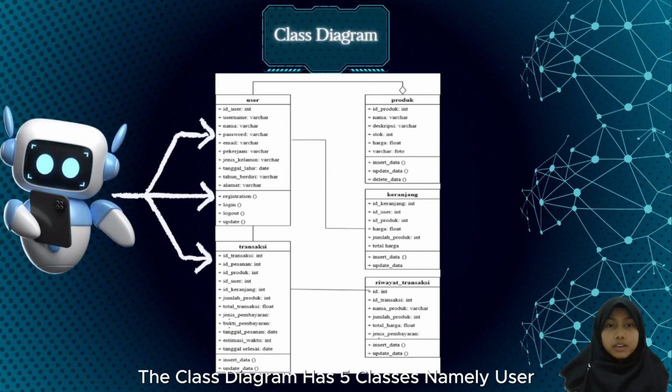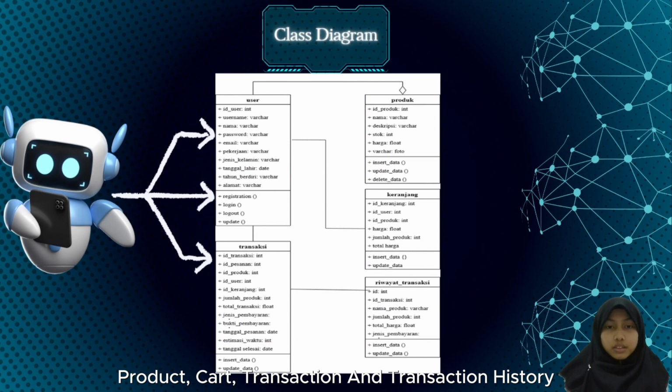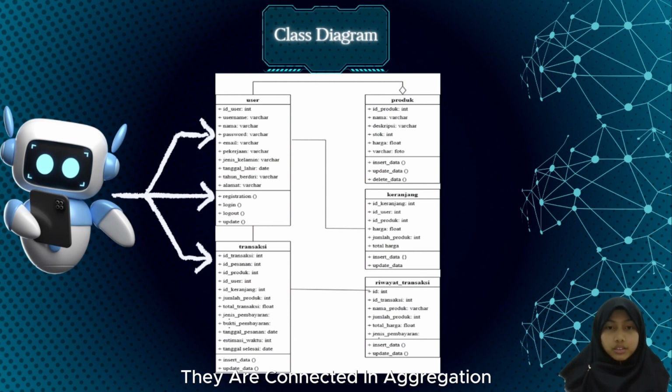The class diagram has five classes, namely user, product, cart transaction, and transaction history. In the diagram, it has three components: the top component, the middle component, and the bottom component. For user and products, they are connected in aggregation, and the others have an association relationship.